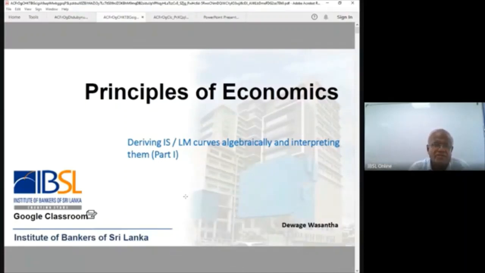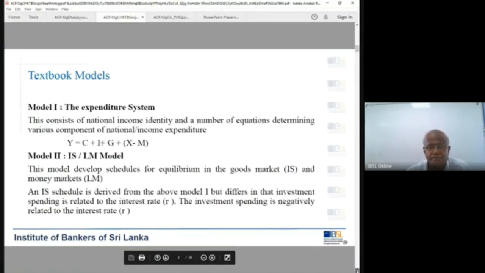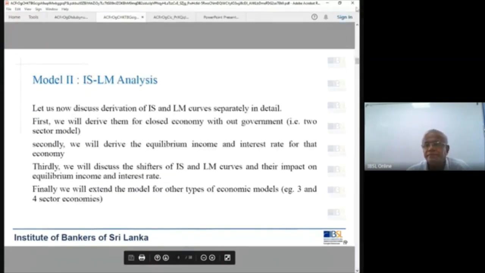Then what will happen to the interest rate, what will happen to income, unemployment, employment, like that. It's a model that could be used to explain the behavior of the economy. Okay. First, we'll define this. Again, I defined these 3 models here.